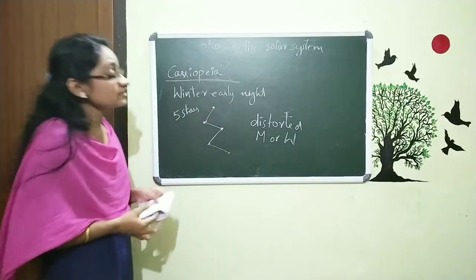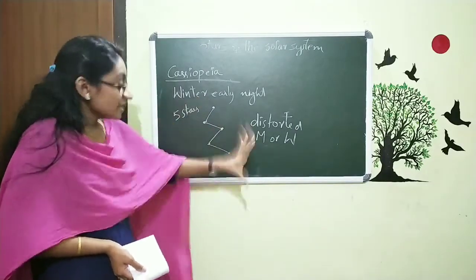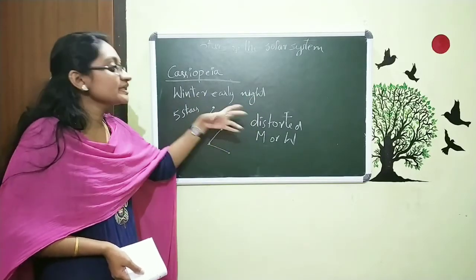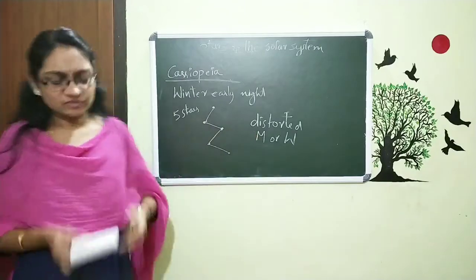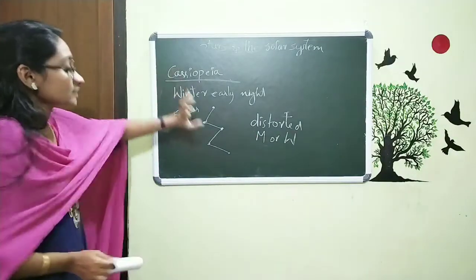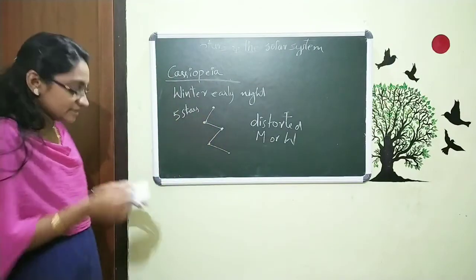5 stars. And also, the diagram or the structure is similar to a distorted English letter M or W. Just remember these things. Remember the name, remember the structure, and remember the number of stars. This is all about this.